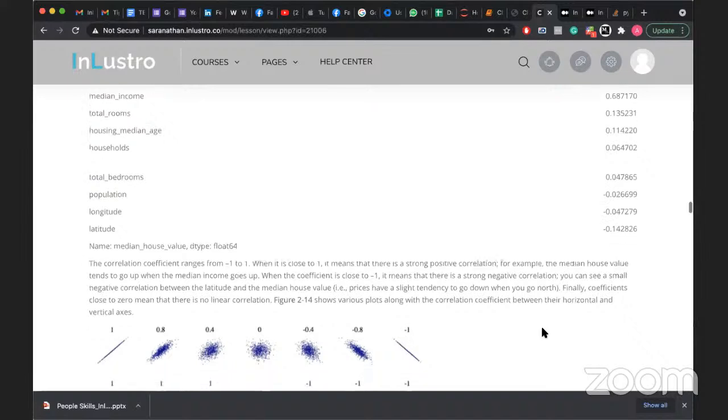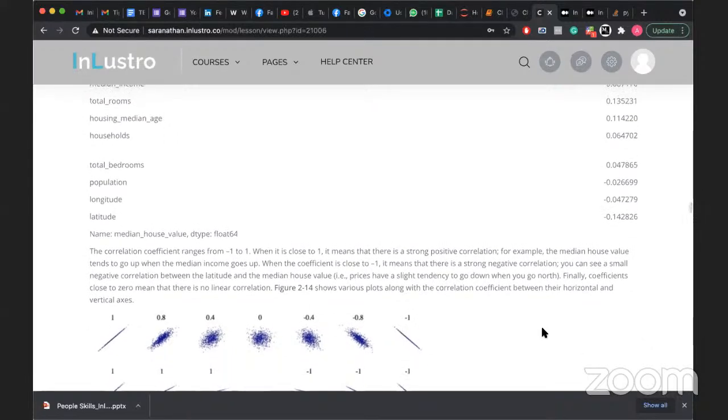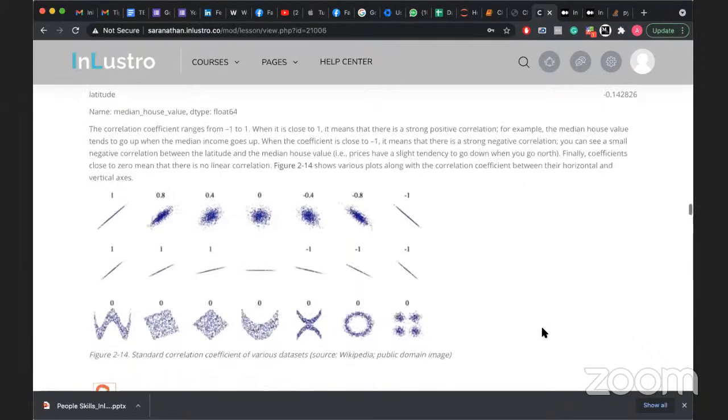And you can see various plots along with the correlation coefficient between their horizontal and vertical axes, as shown. If you look at the 0 value, it looks like a straight line. -1 is a downward sloping line. +1 is an upward sloping line for the correlation coefficient. If you see 0, it can be in any of these forms.